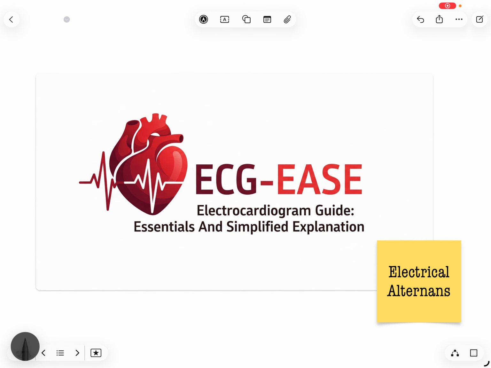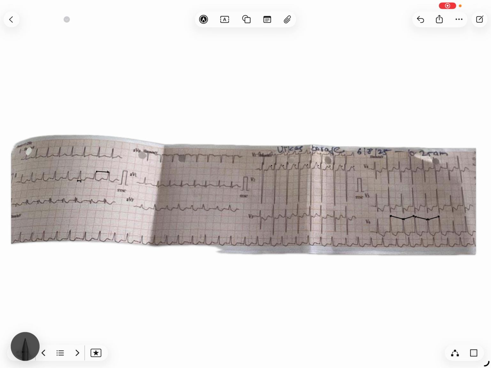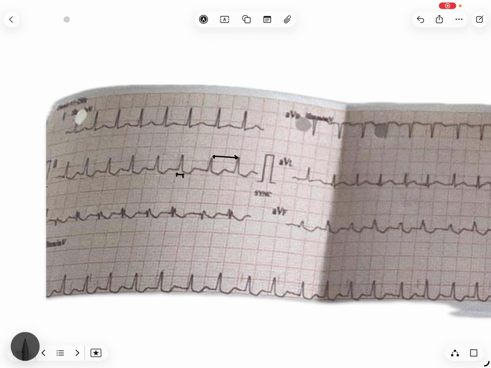Hello guys, so today we are going to discuss an ECG of a patient who is a known case of CKD on MHD who is complaining of palpitations. So first of all, see the lead position in AVR, it is normal.